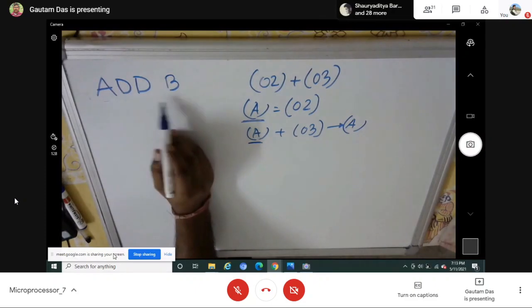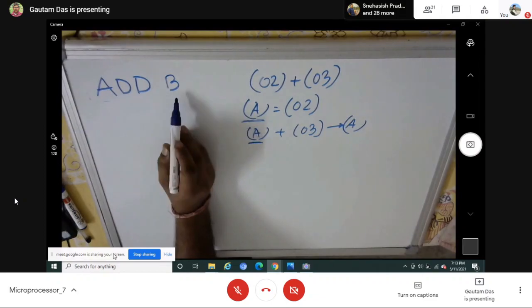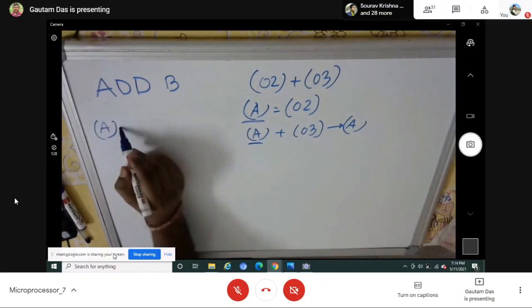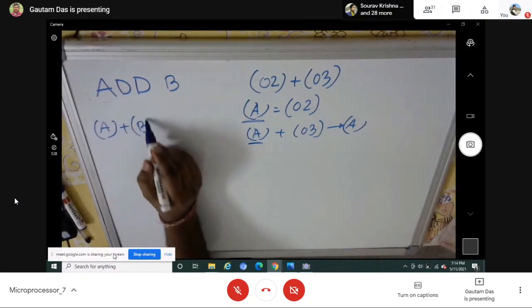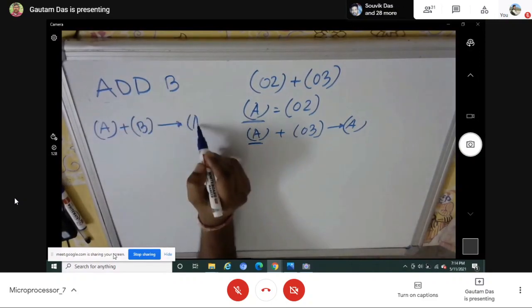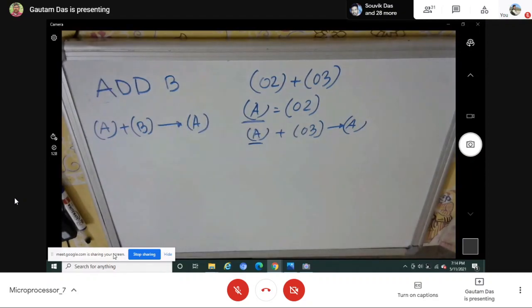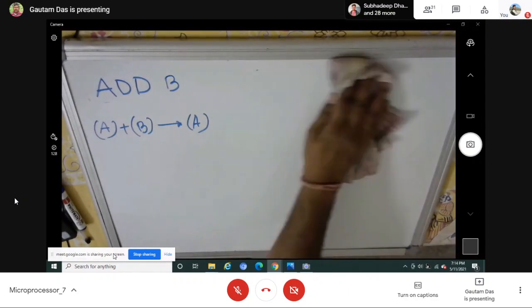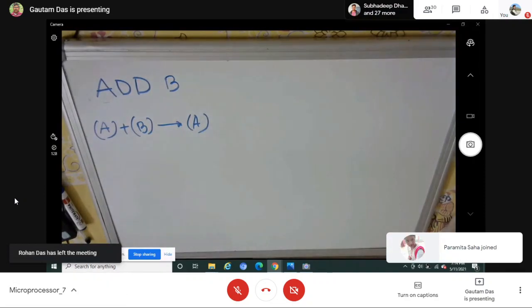That operand is normally not mentioned with the instruction because it is implied that one operand is in the accumulator. The other operand is mentioned with the instruction, ADD B. Its meaning is that the accumulator content will be added with the content of B and the result will be stored in the accumulator. ADD B means the content of B will be added, but with whom? As it is an arithmetic instruction, it is implied that one operand is in the accumulator, so it will be added with A and the result stored in A.